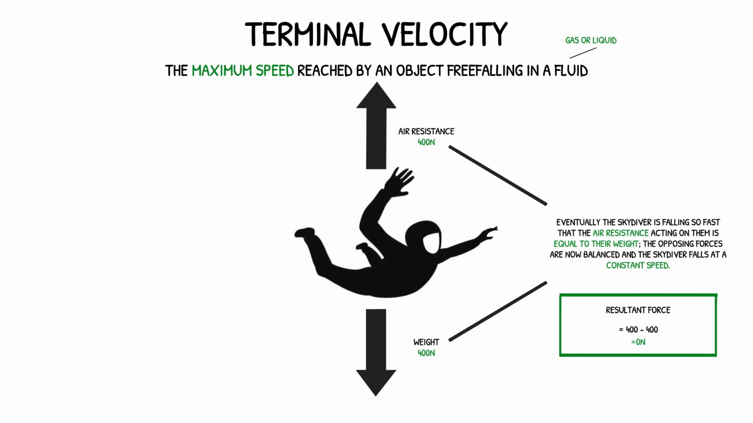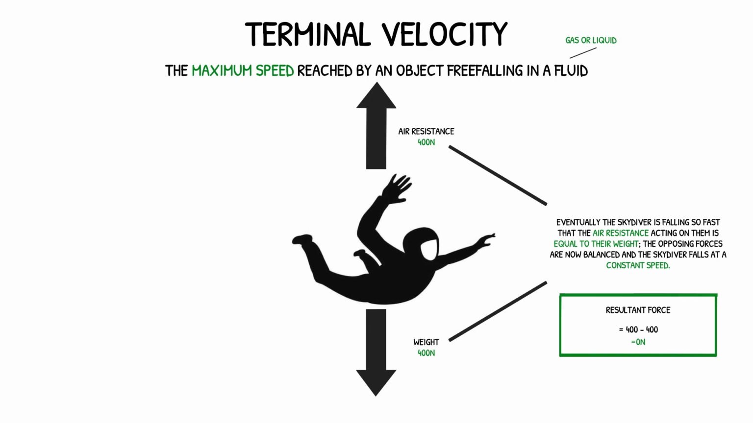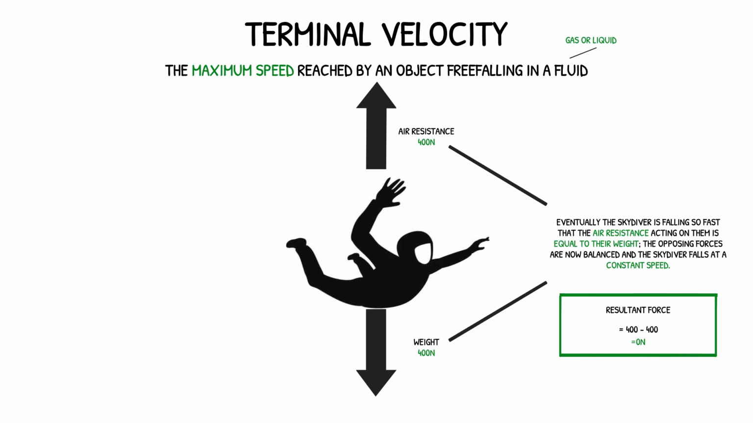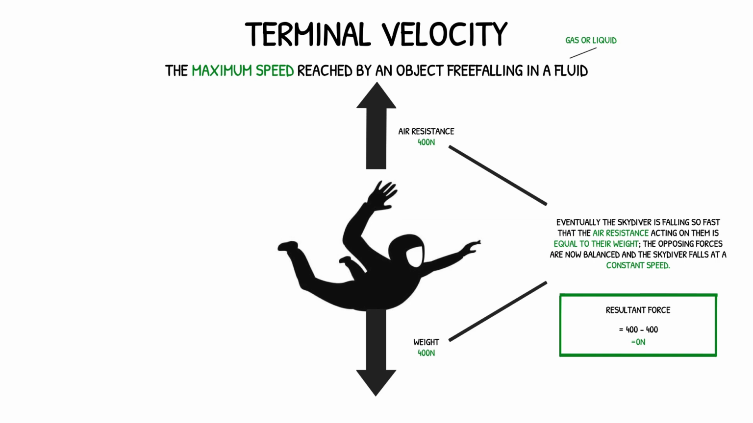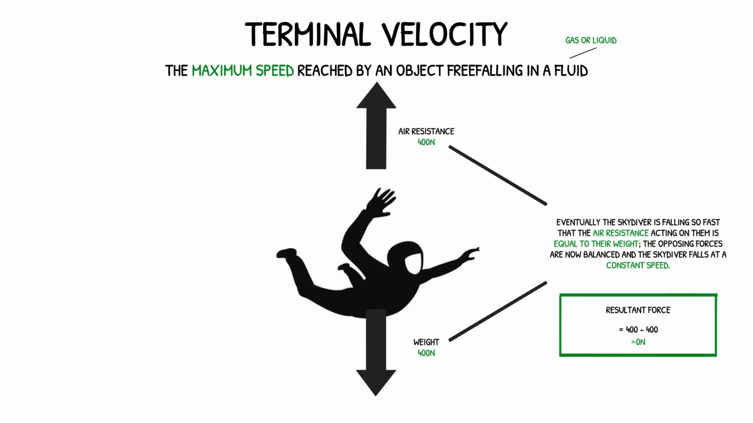At this point, we say the skydiver has reached terminal velocity. The skydiver will now continue to fall at this velocity unless acted upon by an unbalanced force. For example, once they open their parachute, increasing the air resistance acting on them and thus slowing their descent.